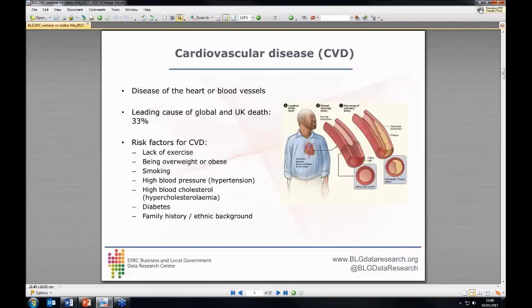So cardiovascular disease is an umbrella term for diseases of the heart or blood vessels, such as heart attack and stroke. It is the leading cause of death in the world, accounting for 33% of the deaths. The underlying cause of CVD is in most cases atherosclerosis, which is a buildup of plaque on the walls of the circulatory system caused by excess cholesterol.